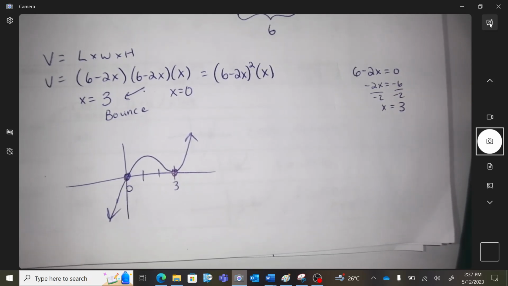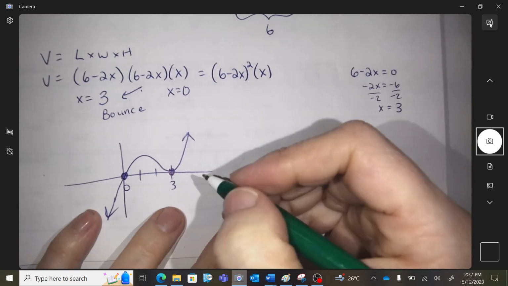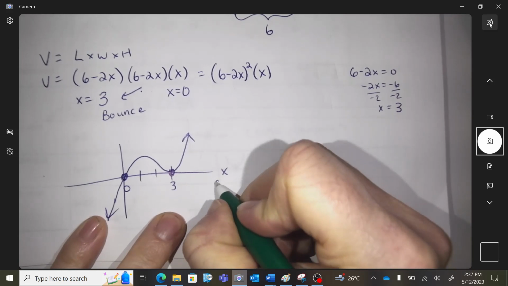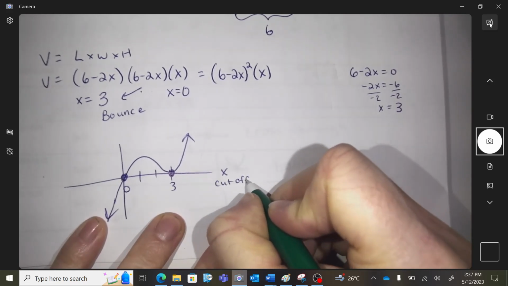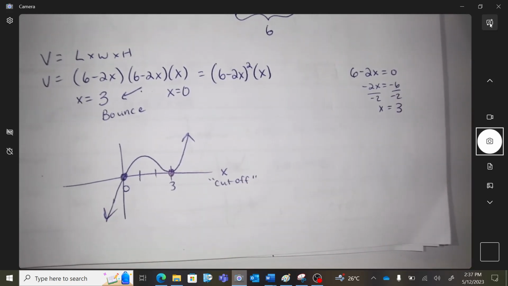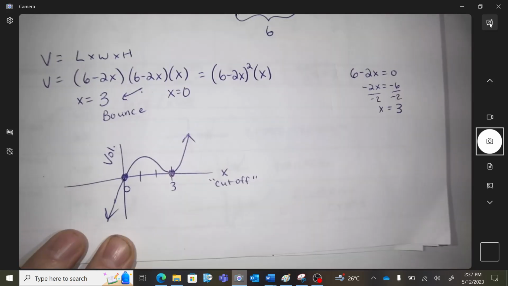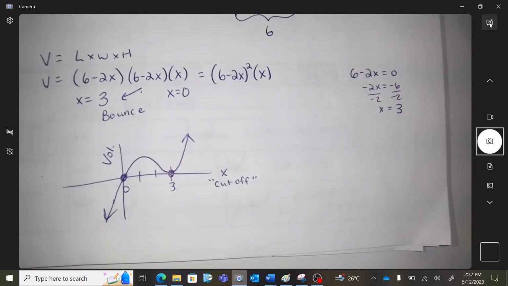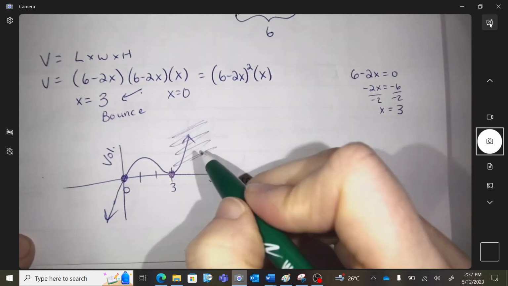Part C, discuss the domain. So what do we have here? We have x, which is the cutoff. And then what's my other axis all about? What are our two variables? The volume. The x cutoff, and then we're getting the volume. So is there parts of the graph that are not good? Past the 3. Past the 3 is not good.